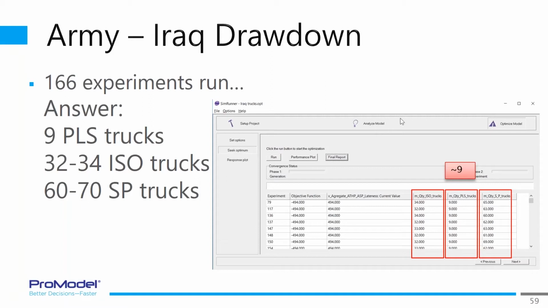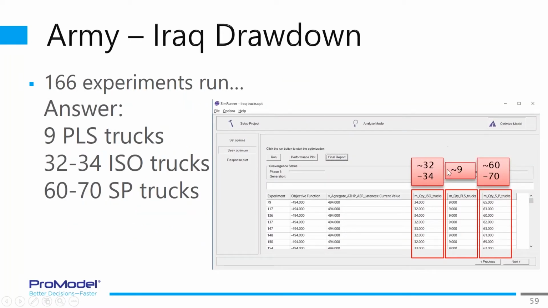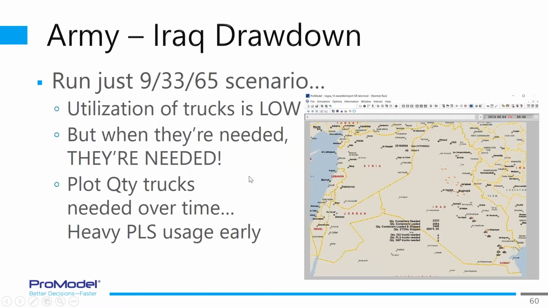We look at a range of, 9 was the case with PLS, but there was a range of between 32 and 34 ISOs and between 60 and 70 SPs. That's what the SimRunner analysis yielded. But then we do further analysis. We say, well, what if we just did 9, 33, and 65? In other words, the mean number.